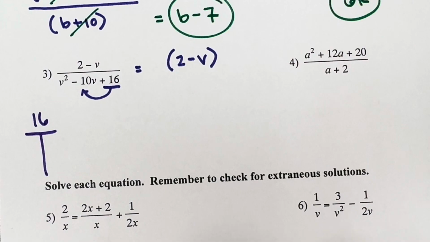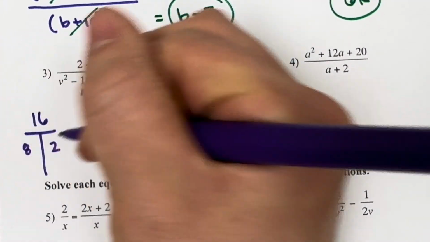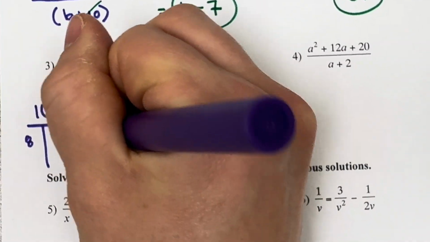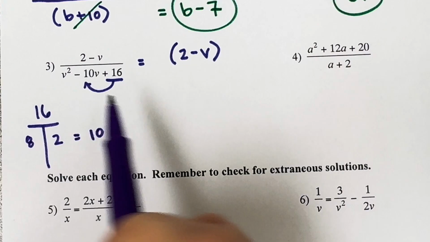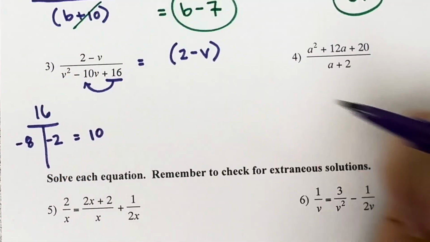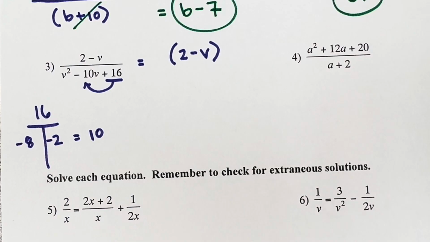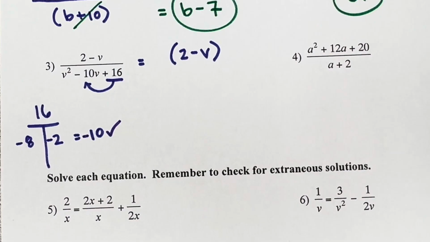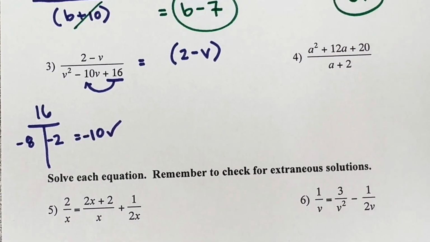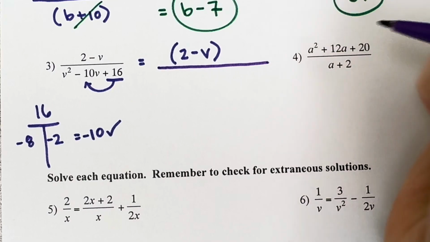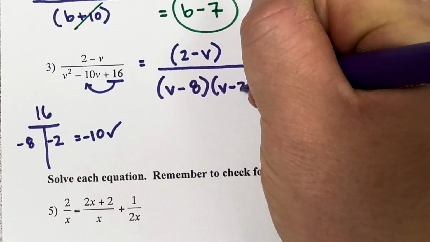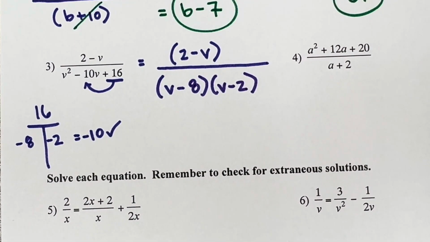Okay, well, I know that 8 times 2 gives me 16. 8 plus 2 gives me positive 10. But if I want it to be negative 10, all I have to do is make both of these guys negative, because a negative times a negative still gives me my positive. Negative 8 minus 2 more. Now I get my negative 10 I'm looking for. So that means my denominator now factors to v minus 8 and v minus 2. Okay, now here's the little tricky part, the little rule we have to remember in math.